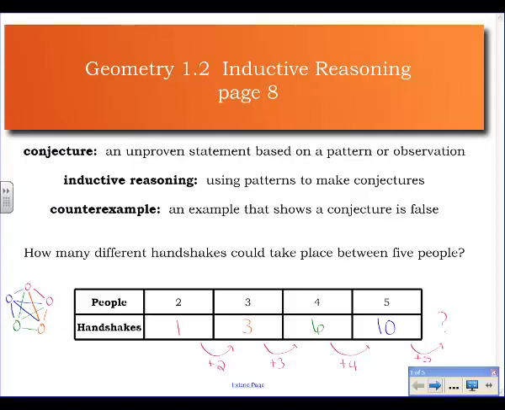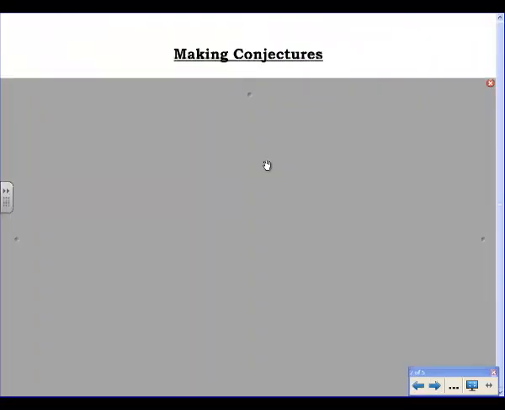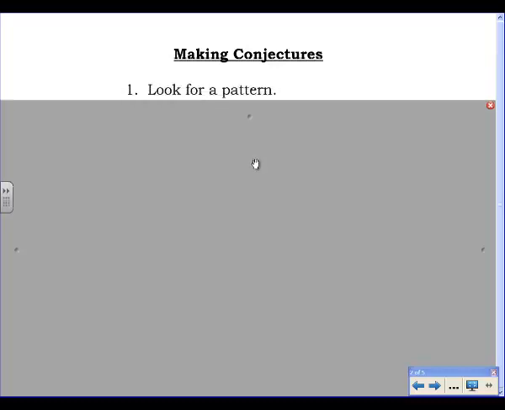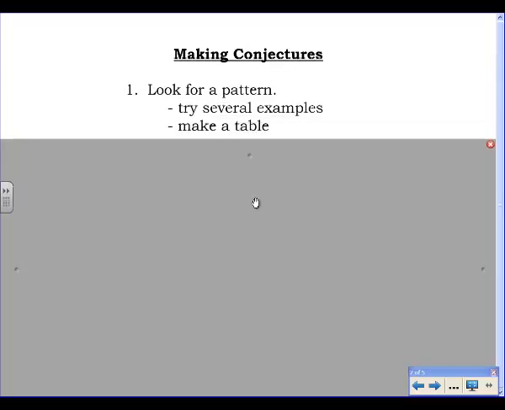Now that we've used inductive reasoning to solve a problem, let's review the steps we used to solve that problem. You can use these steps to solve any inductive reasoning problem. First, look for a pattern. To get that pattern, try a few examples and make a table of your results. If you're working with a numerical pattern, it's usually helpful to look at the difference between each term.